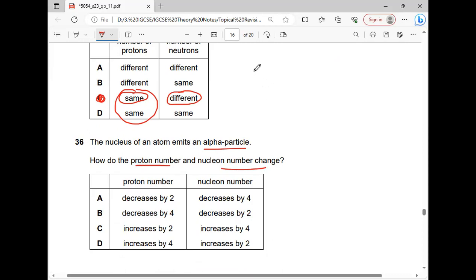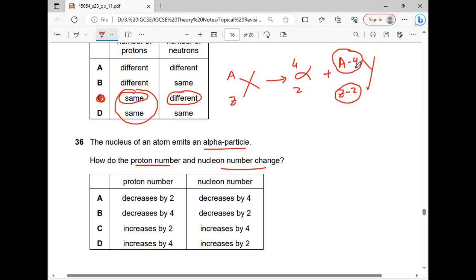We know that X, A, Z goes to alpha, 2, 4, plus Y, A minus 4, Z minus 2. So now it means the atomic mass number and proton number: the atomic mass number is reduced by 4 and the proton number or atomic number is reduced by 2.